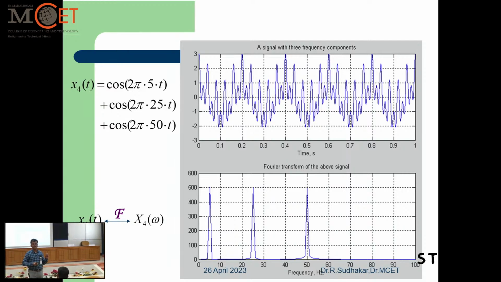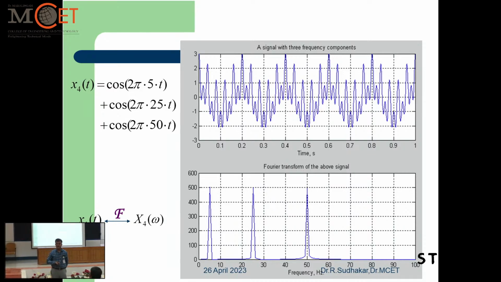Whenever multiple frequencies are present in your signal, by looking at the waveform you cannot say. More than 100% sure you cannot say. Now, which one is handy? In these circumstances, try to take the Fourier transform. Now, how many peaks are there? 3 peaks. One peak is at 5, another at 25, another at 50, which tells you that there are 3 frequency components present in the signal.